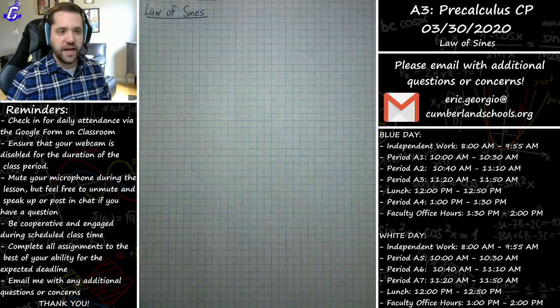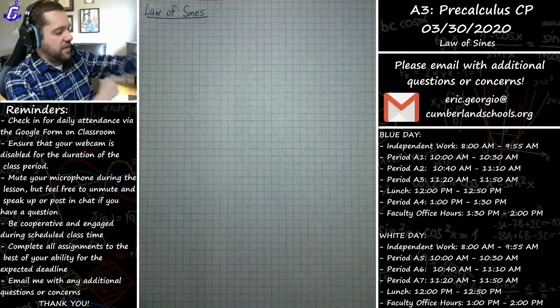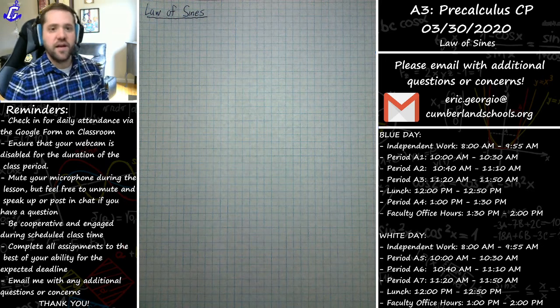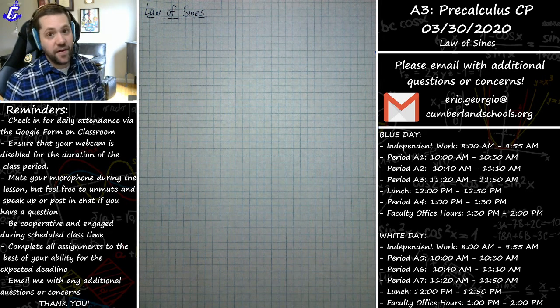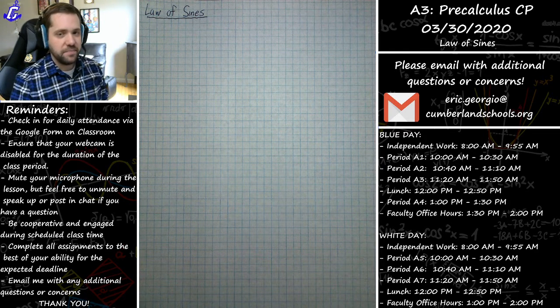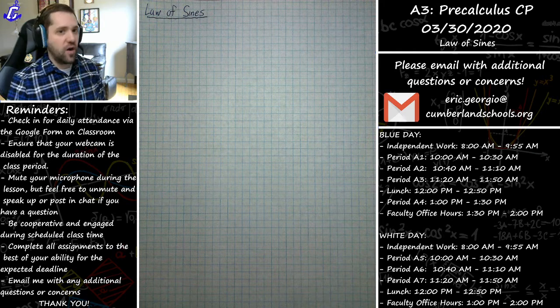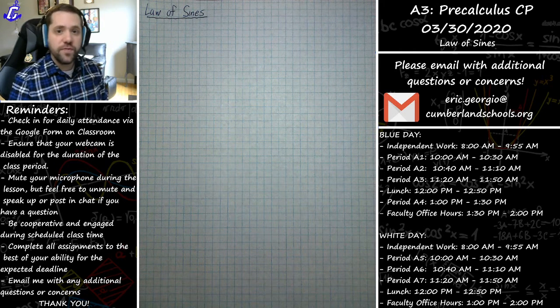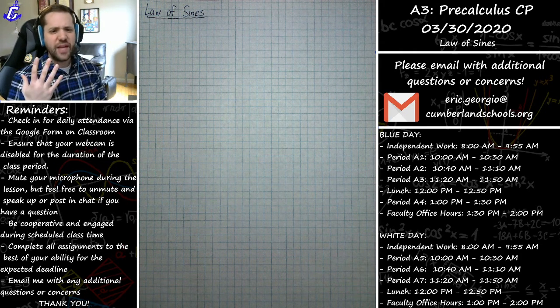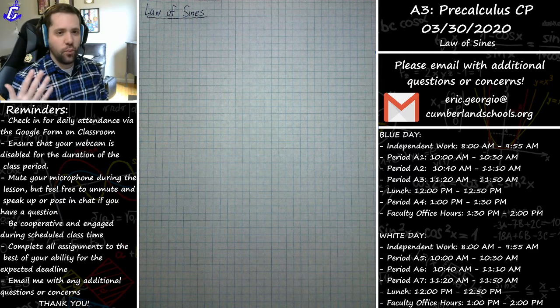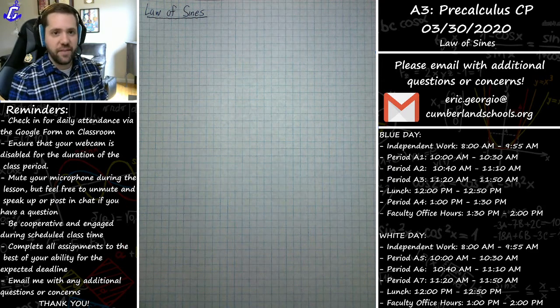Fantastic. So today, let's go ahead and learn some law of sines. The law of sines is something that links together all of the sides and angles of a triangle. There is a long explanation as to how to prove the law of sines, as to where it comes from and why it exists. Since we only have 30 minutes together, I don't want to spend time on that.